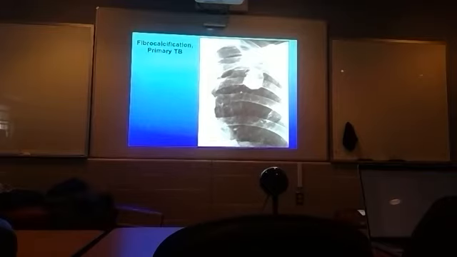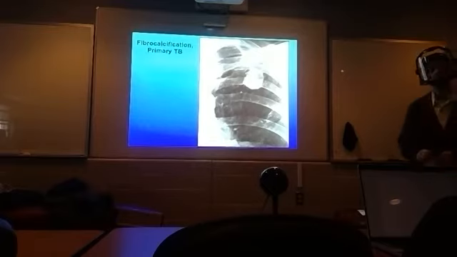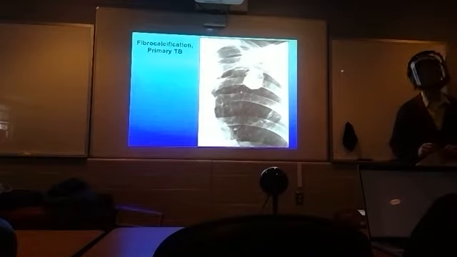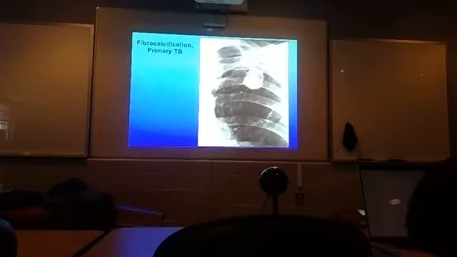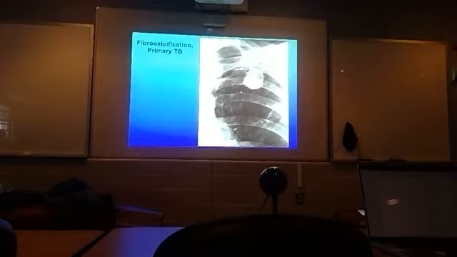Sometimes, however, the immune system is overly zealous in the way it attacks the organism. Not only does it take out the organism, but it takes out a lot of lung parenchyma as well. And there's extensive caseation and cavitation, particularly in the apices of the lungs. Let's take a look at this.